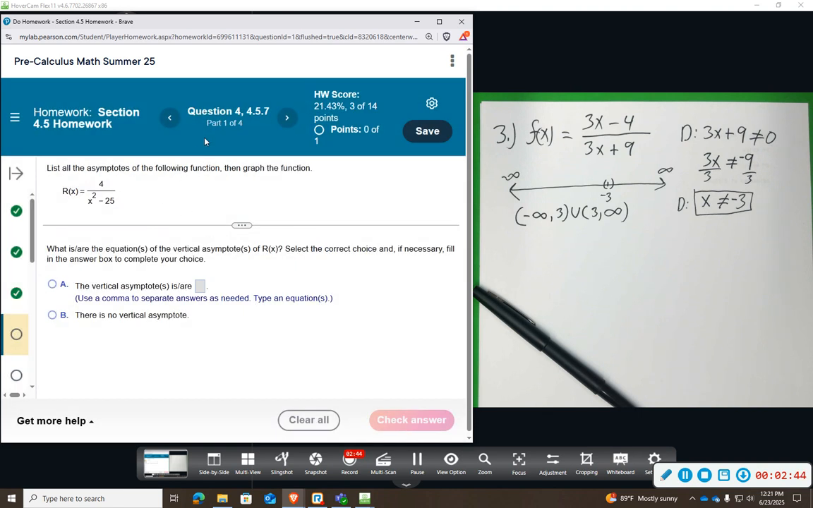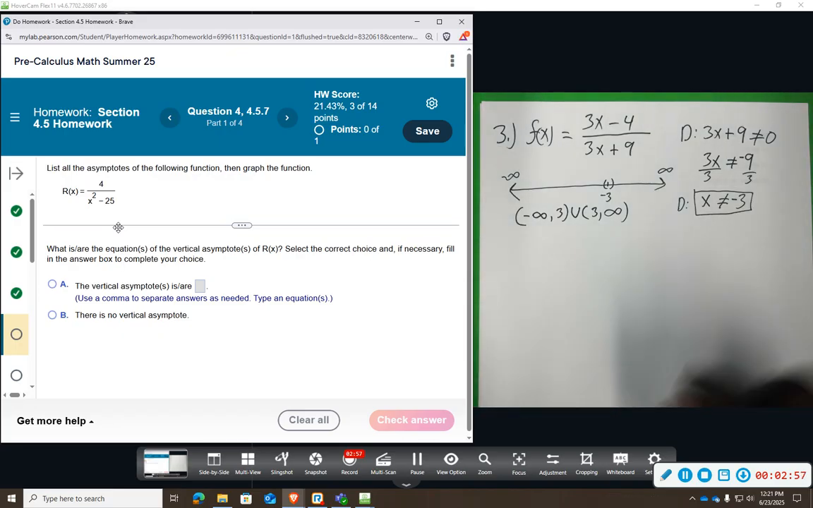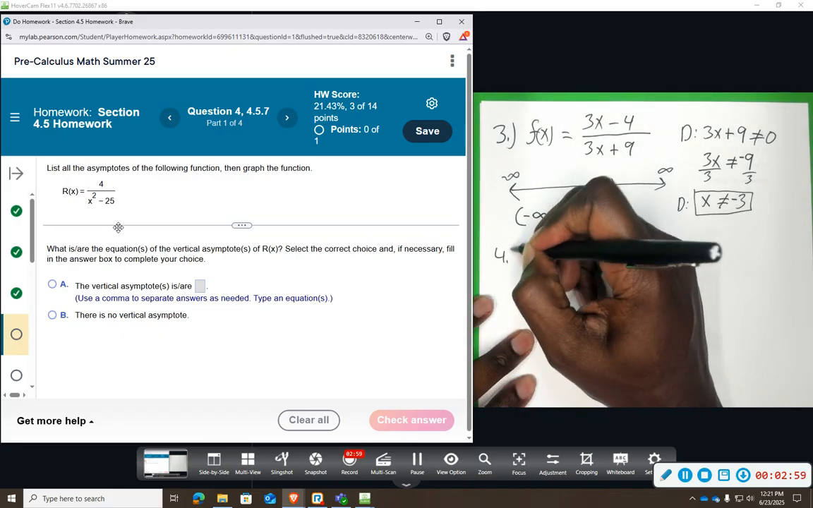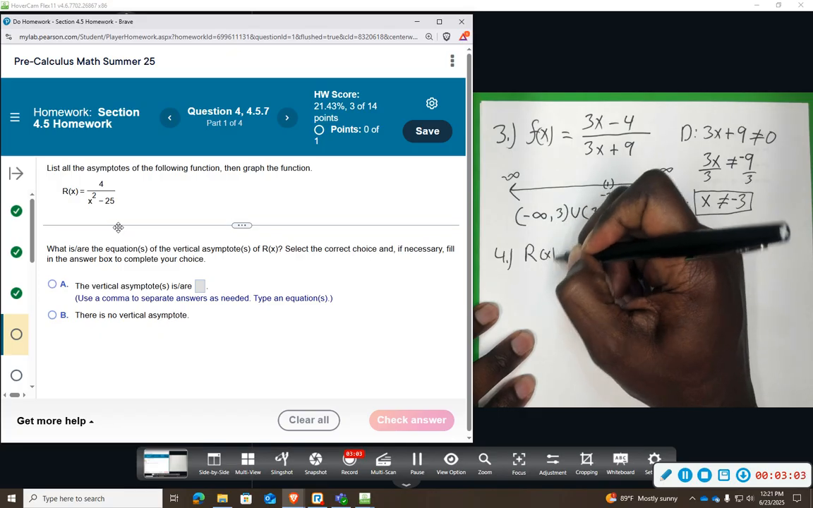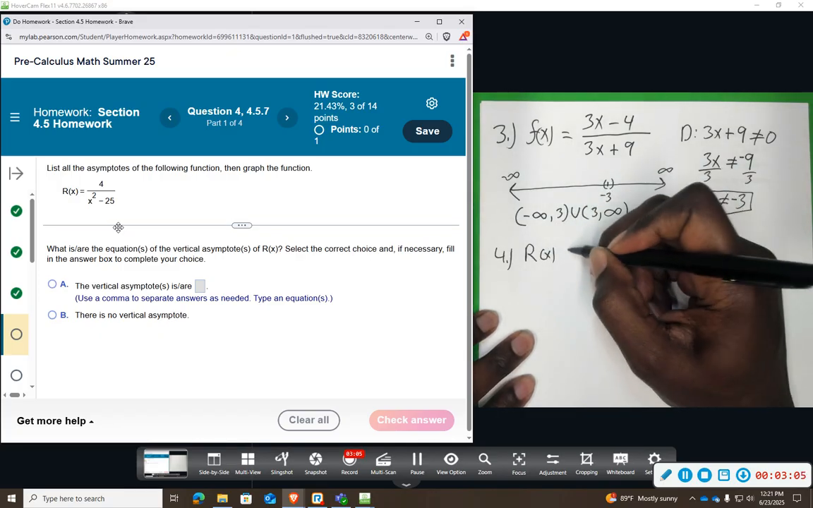Number 4, it has 4 parts. Okay, so it says we want to list all the asymptotes, and then we're going to graph the function. So first it wants to know the vertical asymptote. The vertical asymptote also comes from the denominator like we've done before. So we have a function r of x. They'll change these letters. It doesn't mean anything, just a letter.